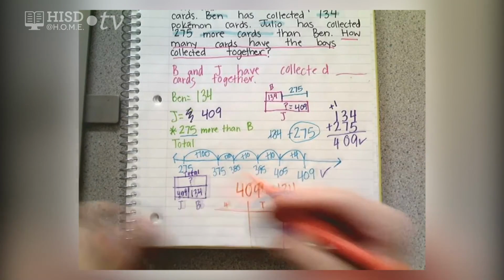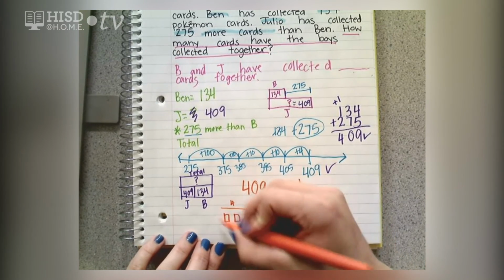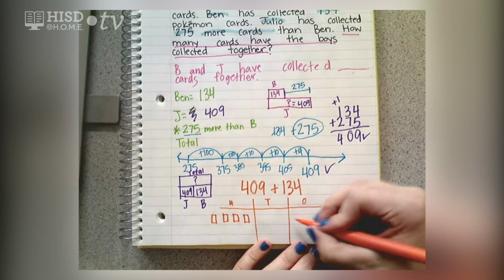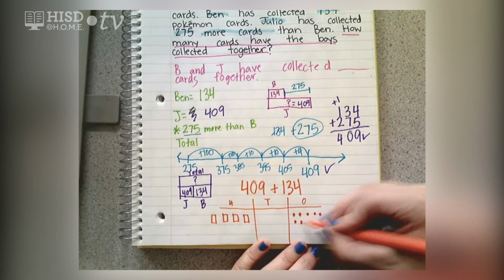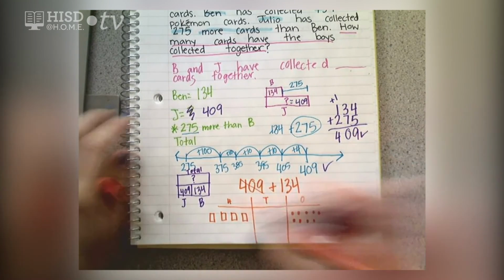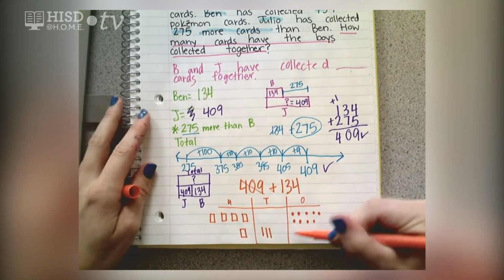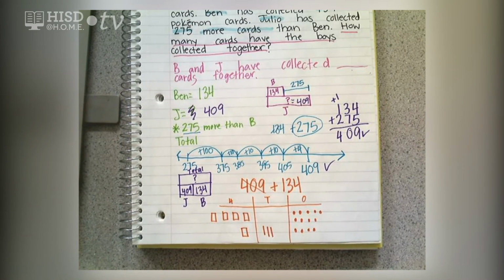All right, I'm going to make 400. 1, 2, 3, 4. There's no tens in the 409 and 9 ones. 1, 2, 3, 4, 5, 6, 7, 8, 9. So I got this number plus 100. So 100. 3 tens, 1, 2, 3, and 4 ones. 1, 2, 3, 4. All right, now I'm going to add them up.